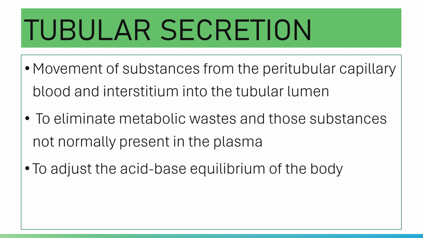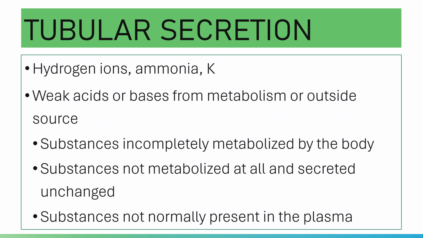Okay, an important concept here is that tubular reabsorption and tubular secretion take place throughout the nephron. The substances that are secreted: please note that most of the substances secreted are hydrogen ions, ammonia, and potassium. Other than that, weak acids and bases are also secreted.